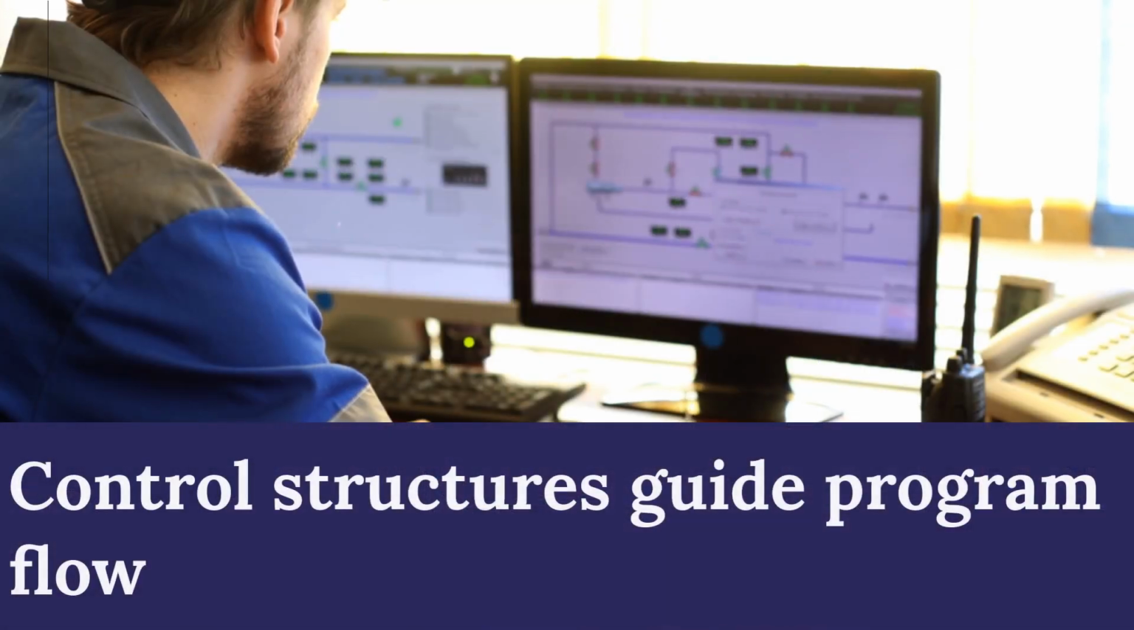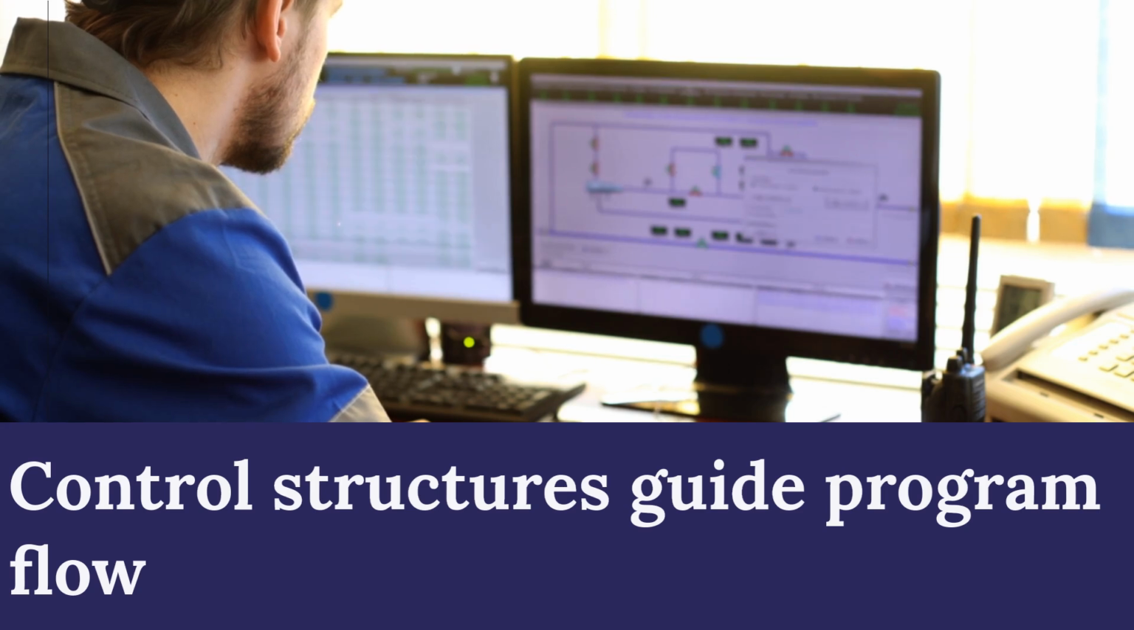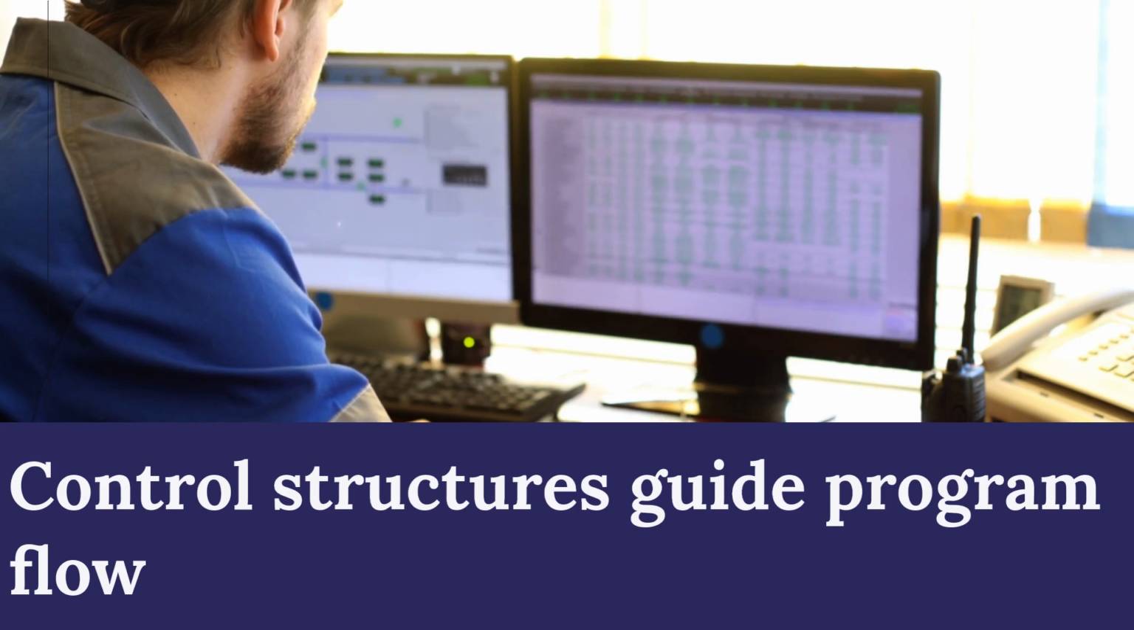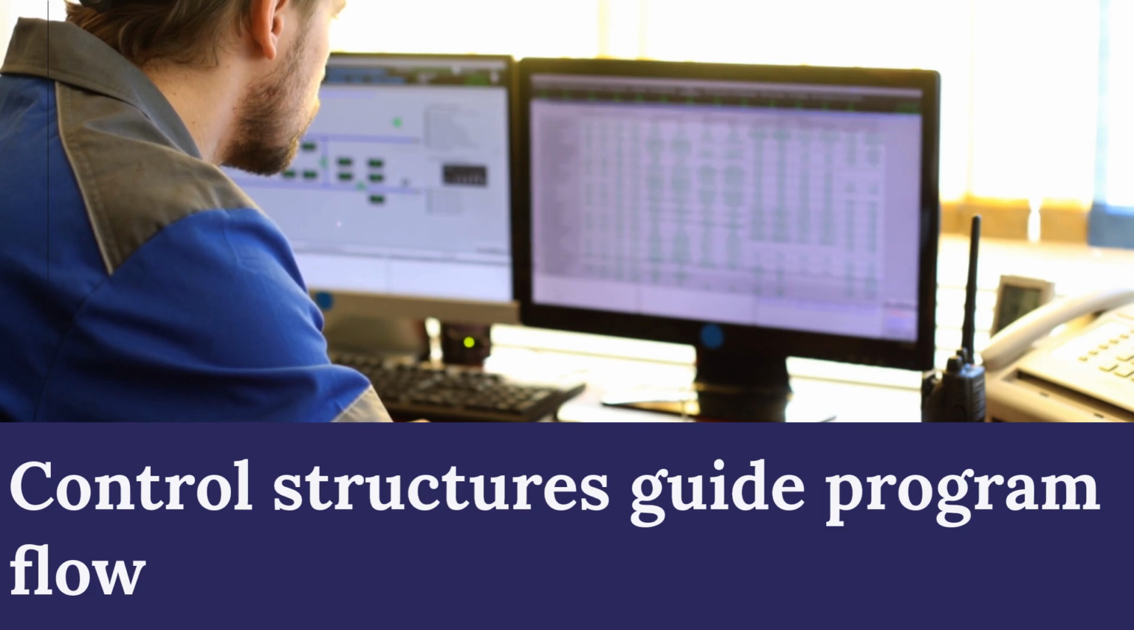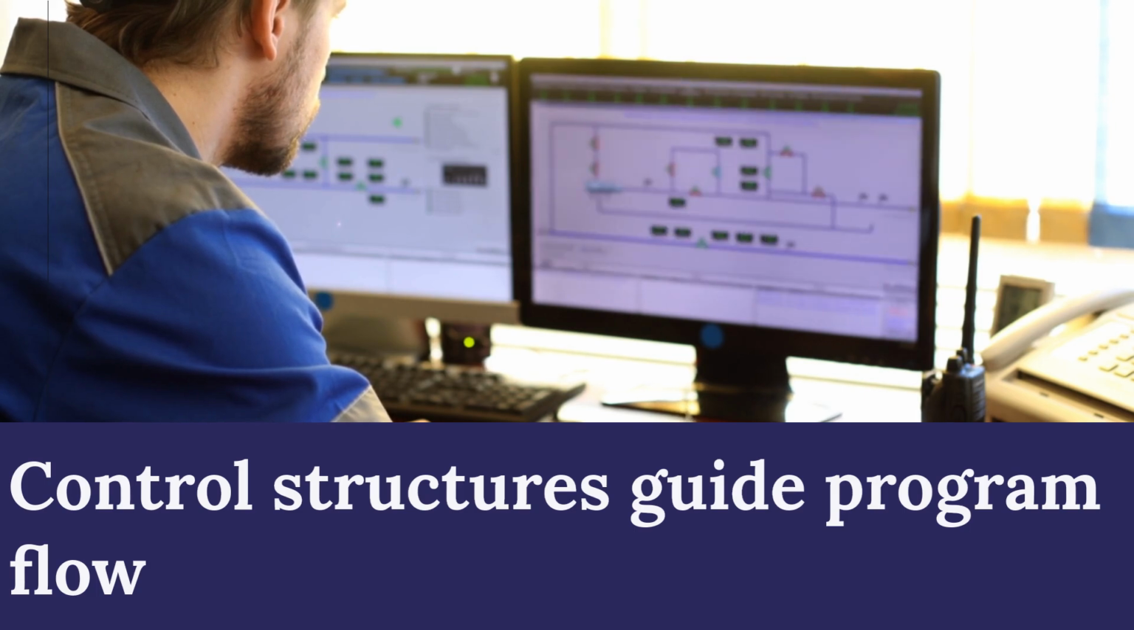Control structures dictate the flow of a program. Sequence, selection, and iteration are the main types. Sequence runs instructions in order, while selection makes decisions using if or else. Iteration repeats actions using loops like for or while. These structures allow for complex operations and decision-making in code.